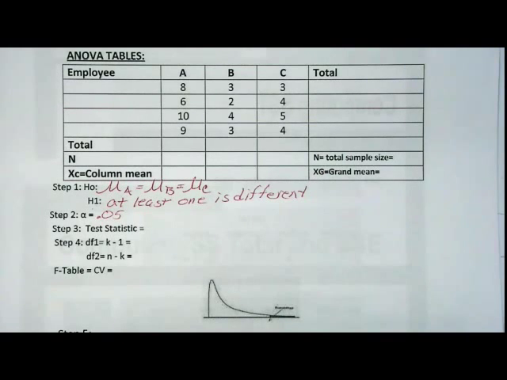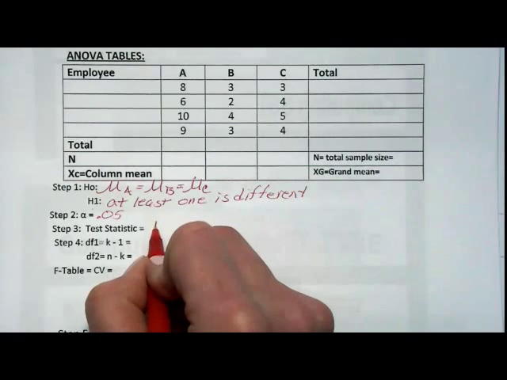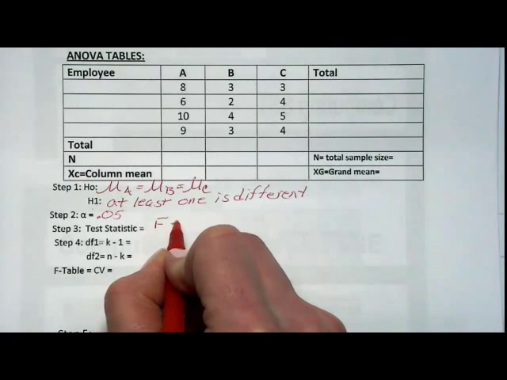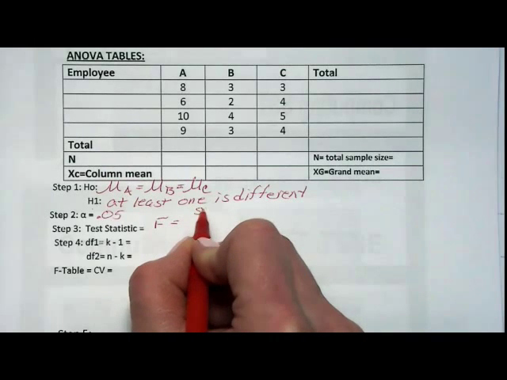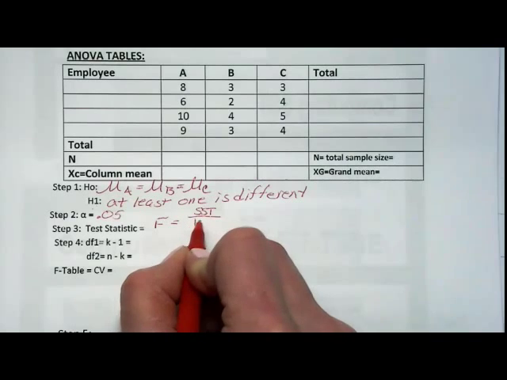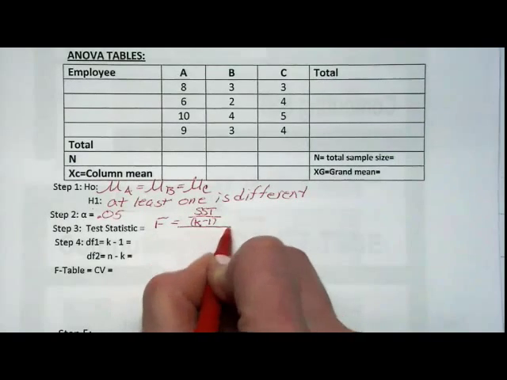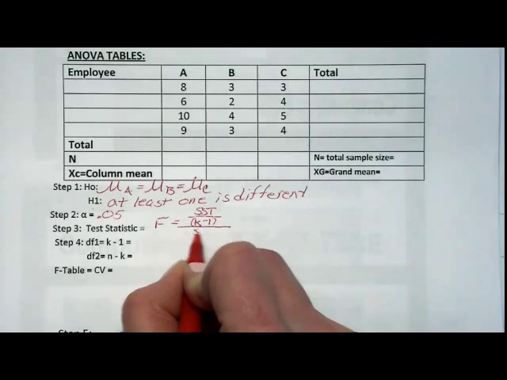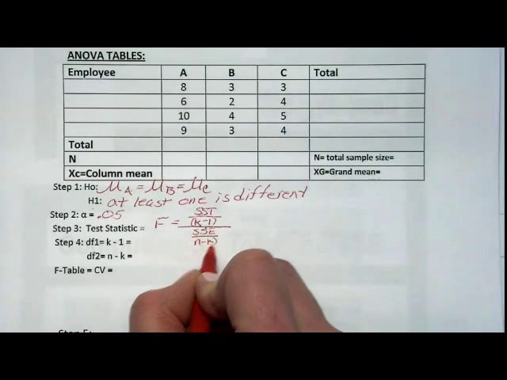The test statistic. Okay, test statistic is F equals SST divided by K minus 1, which is degrees of freedom, over SSE divided by N minus K.